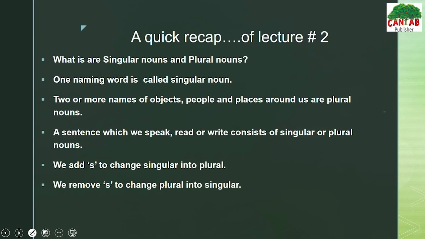So let's have a quick recap of lecture number 2. Today's topic was singular and plural. What are singular nouns and plural nouns? One naming word is called singular noun. 2 or more names of objects, people and places around us are plural nouns. A sentence which we speak, read or write consists of singular or plural nouns. We add an s to change singular into plural. We remove the s to change plural into singular. As toy becomes more when we add toys, and toys becomes one when we remove the s.